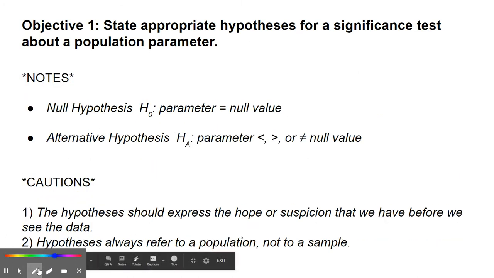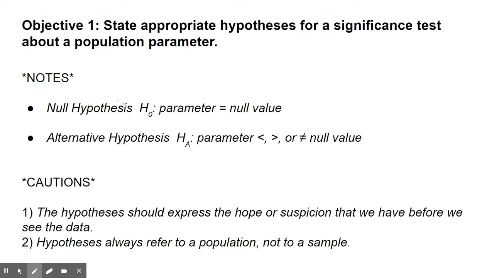Okay, so again, when you set up your hypotheses, your null hypothesis looks like this: H sub 0, the parameter equals whatever the null value is. Your alternative hypothesis, H sub A, colon, whatever your parameter is, and either greater than or less than if it's a one-sided, or it's going to be a not equal to if it's a two-sided, and then the null value. And again, you'll see the null value in the problem.